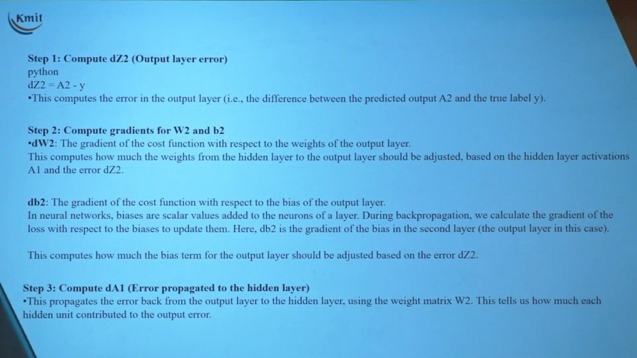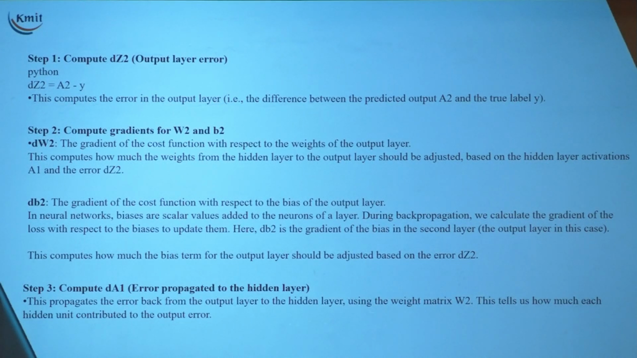Okay. So in this particular step, you have to compute how much the weights from the hidden layer to the output layer should be adjusted. How do I adjust my W2 and B2 such that I can reduce my loss function? So that is the reason I calculate dW2 with respect to what? Z2. Got it? Next, dB2. What is dB2? Same way I adjust my weights, I also adjust my bias term.